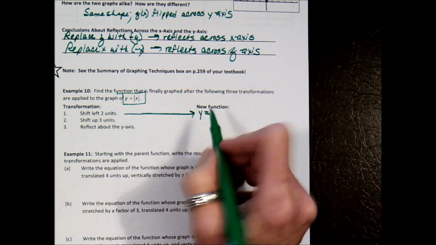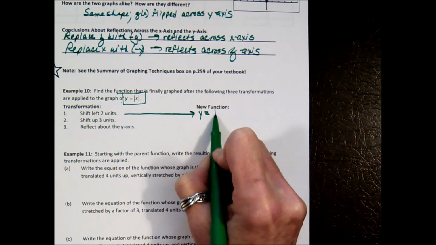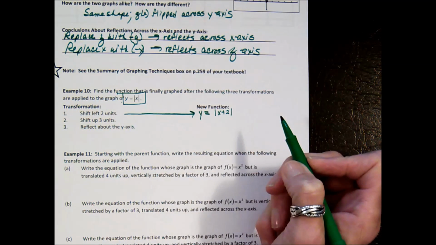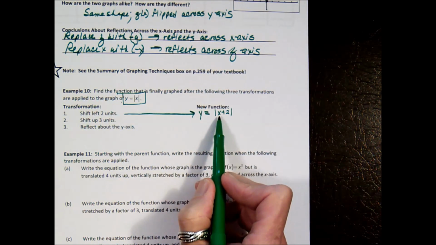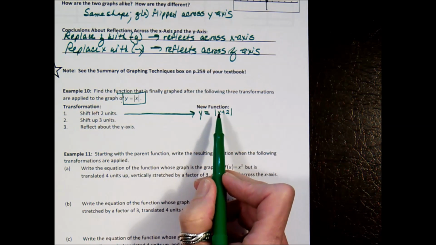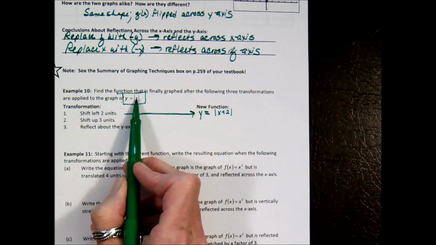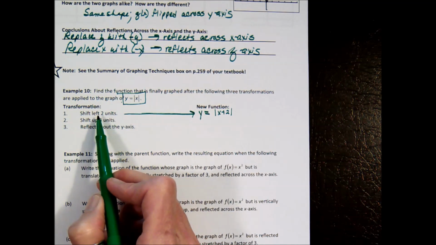Left means it's going to be x plus 2 inside. So that would be my new function. And if you don't believe it, check it on your graphing calculator and you will see that using this function, we'll take this one and shift it left 2. You can prove it does. We're not going to take the time.